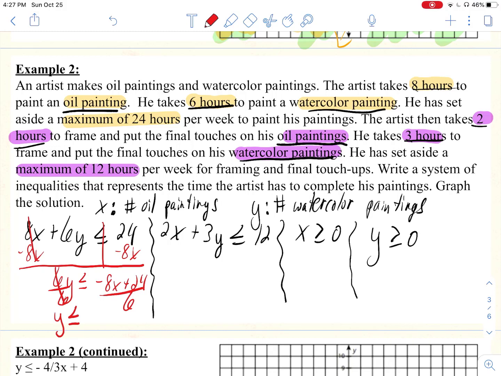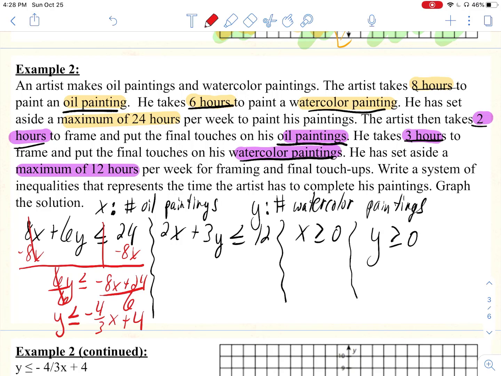So we get y is less than or equal to negative 8 over 6. If we put that in our calculator, it's going to simplify that fraction to negative 4 over 3x. Then we also have to take 24 divided by 6. If we put that in our calculator, 24 divided by 6 is going to give us 4. So that's our first linear inequality put into slope-intercept form.